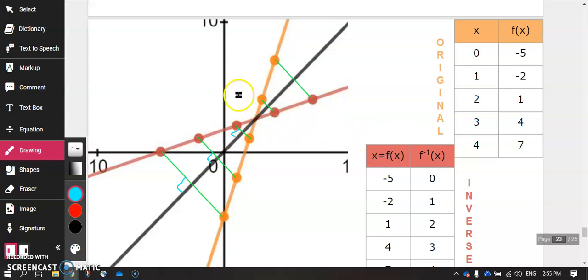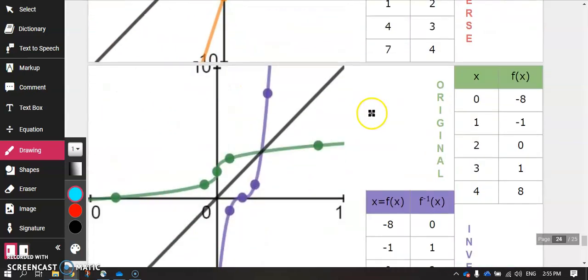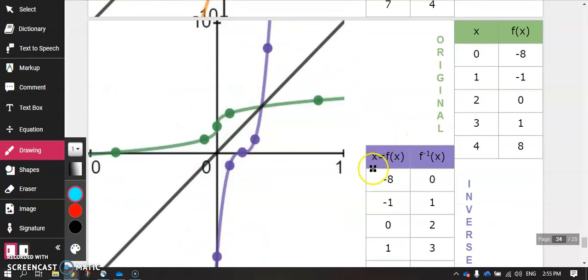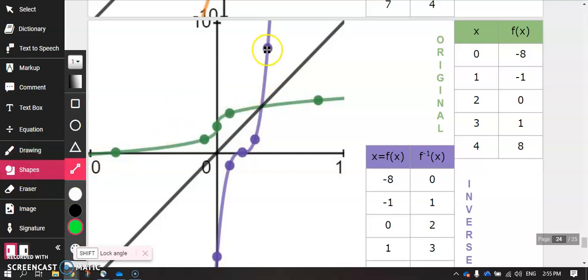Now maybe it's just a coincidence for this particular graph. Let's take a look at the next one. Here we have a classic cubic function, x minus 2 cubed. All right, and if I draw a line between my appropriate points, I see the exact same pattern, right? They are directly reflected across this y equals x. They reflect each other across y equals x, right?